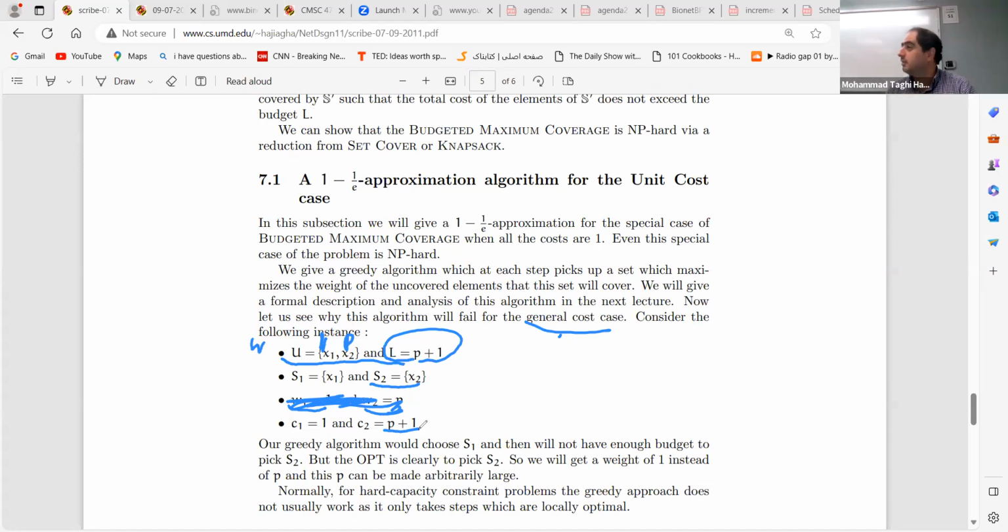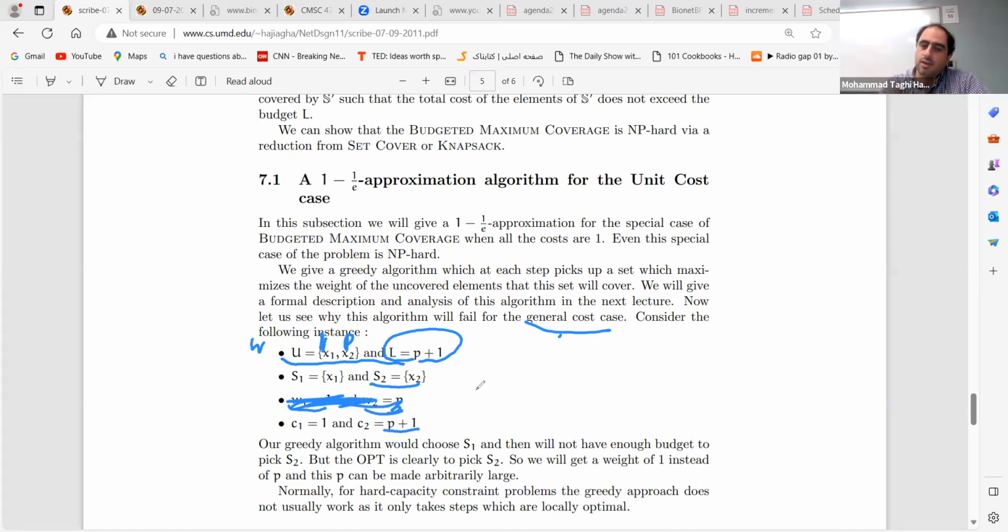For unit cost, this is 1 minus 1 over e. I want to say that if we don't have unit costs, general cost, then this algorithm does not work, and it can be arbitrarily bad, actually. So consider this case. What is the optimum solution?